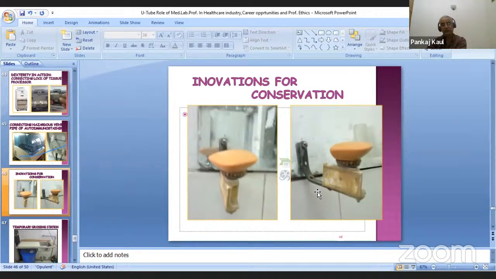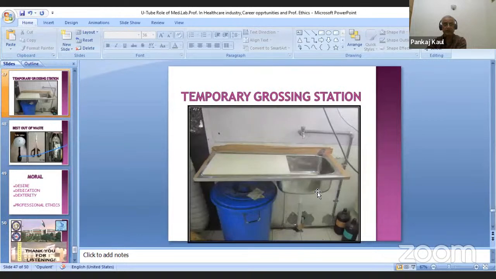So this is how you can help your institutes by innovations. But that is possible only if you have got an innovative, research oriented mind and if you have got innovations in your mind.